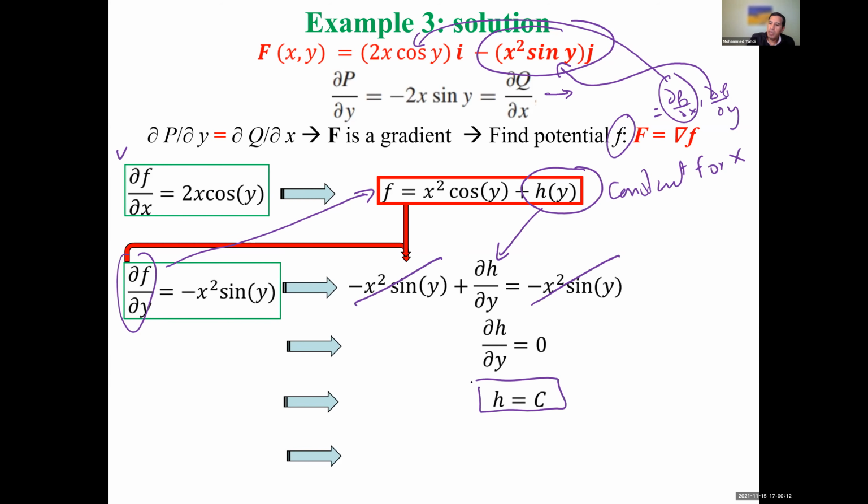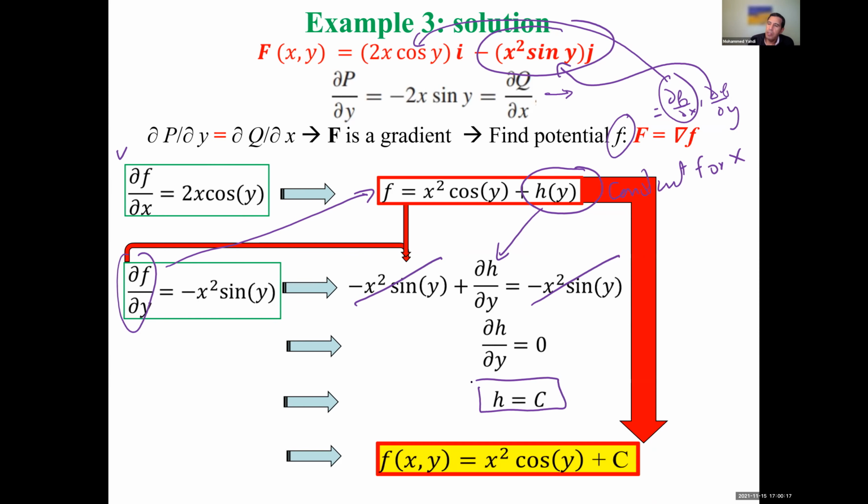I'm going to put everything back together. So little f is x squared cosine of y plus constant c.